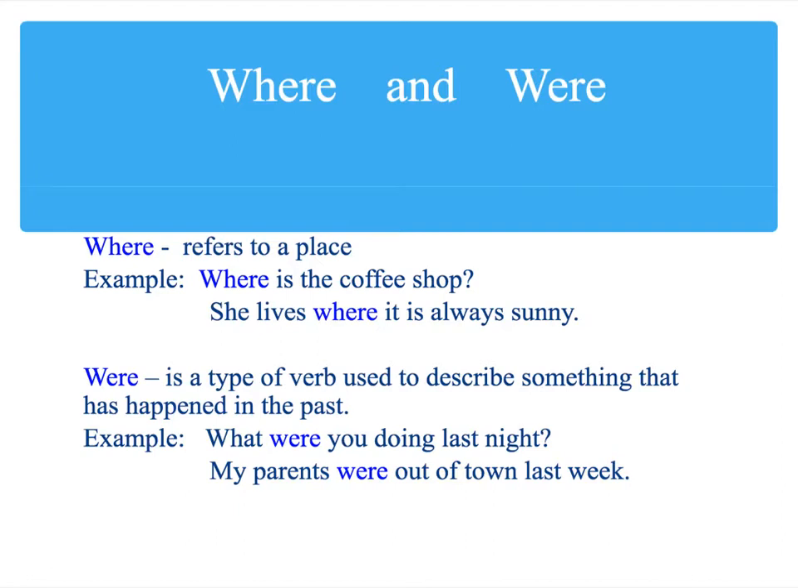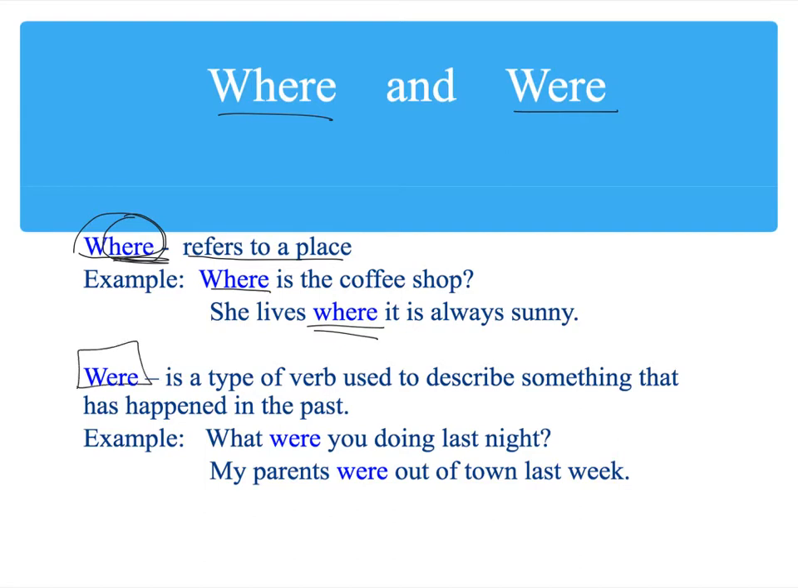Then we have where and were. You would be surprised to know how many times you guys confuse where and were. So the word where refers to a place. Here's Mrs. Ruddy's trick on remembering this. Where are you going? Or where are you? Here I am. So where, referring to a place, has the word here in it. So here are some examples. Where is the coffee shop? She lives where it is always sunny. So where refers to a place.